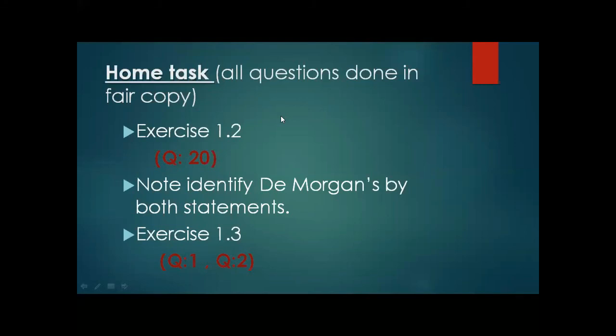Now note down your home task, or you can also take a screenshot, as I shared the way how to take a screenshot at the start of the class. All questions should be done in fair copy. No question is to be attempted in rough copy. It's compulsory to attempt all questions in your fair copy. Exercise 1.2, question number 20.